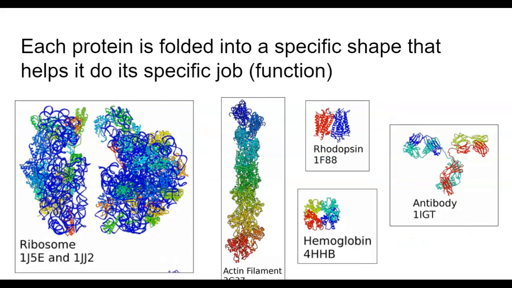Write this down. Remember I said that protein folding is important? The reason why is that each protein is folded into a specific shape that helps it do its job. A lot of times in science, we talk about structure determines function. The structure, the shape of it, has to be right so that it can do its function or its job.